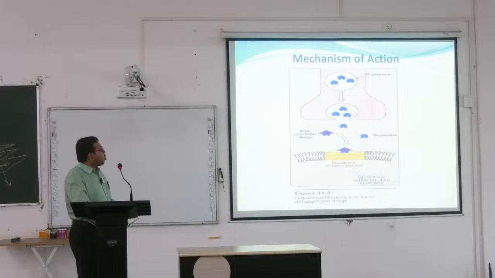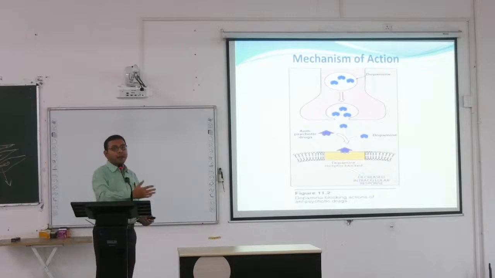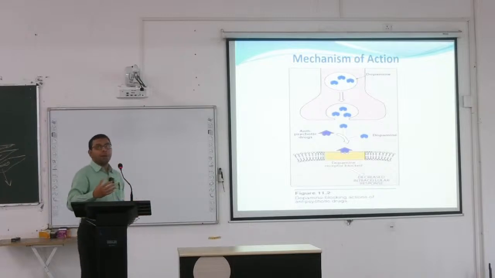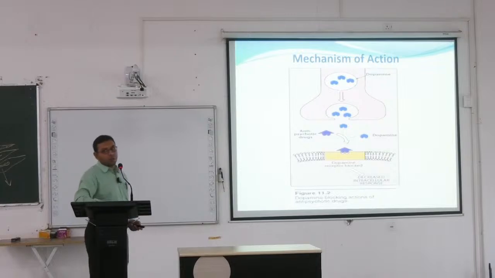So you can see the dopamine blocking actions of the antipsychotic drug. It has been postulated that dopamine has become hyperactive and we have to block it to keep the balance in the schizophrenia patient. So ultimately dopamine receptor blockade occurs by means of antipsychotic drugs. So dopamine cannot act on its receptors, and ultimately there will be a decreased intracellular response. So ultimately the schizophrenia will be diminished.